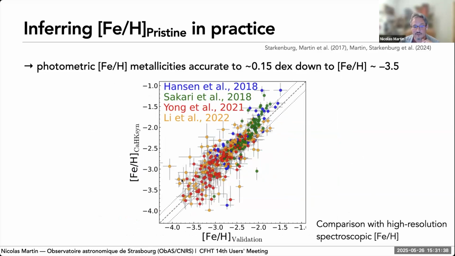And you can see that we have a very good correspondence between our metallicity on the left here and the spectroscopic metallicities on the x-axis, down to metallicities of about -3.5 or so.